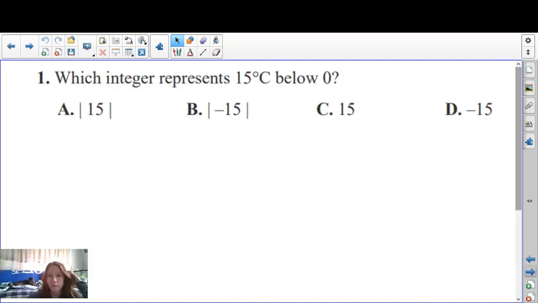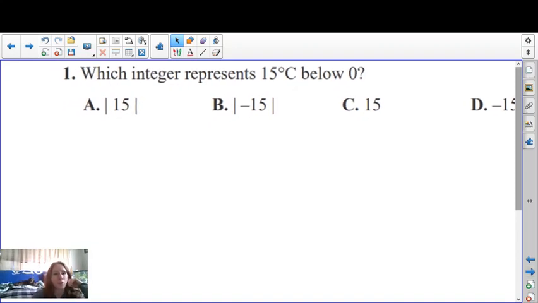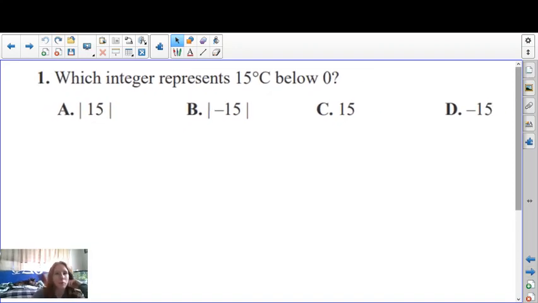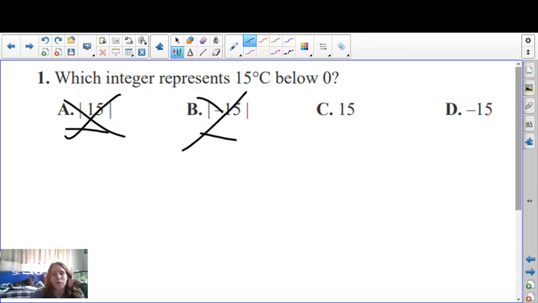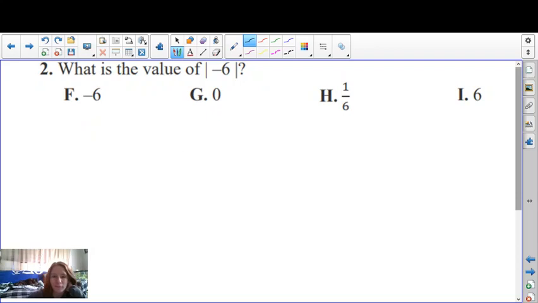Number 1, which integer represents 15 degrees below 0? We know absolute value, which we see in A and B, talks about distance. Well, I don't really care about the distance, so we can throw those two out. So my choice is between C and D. I want to be below 0, so I'm going to choose D, negative 15.